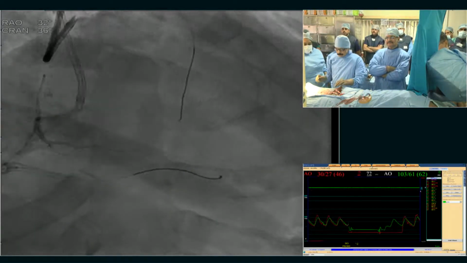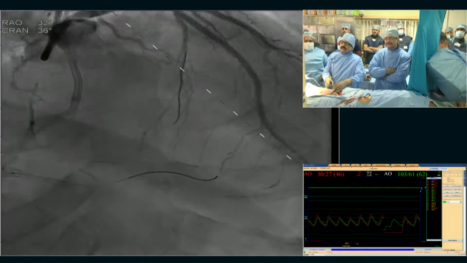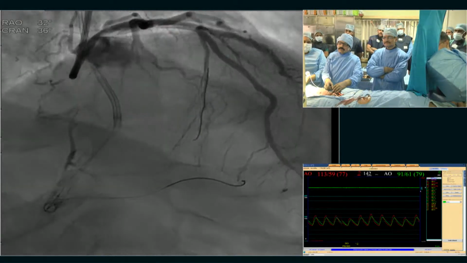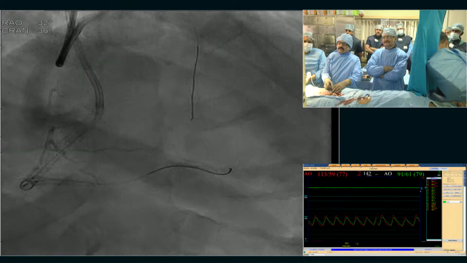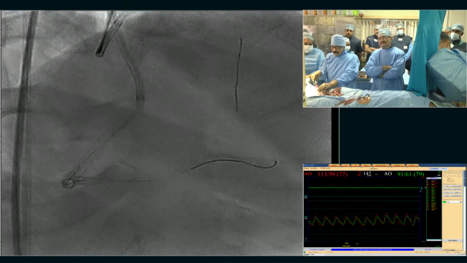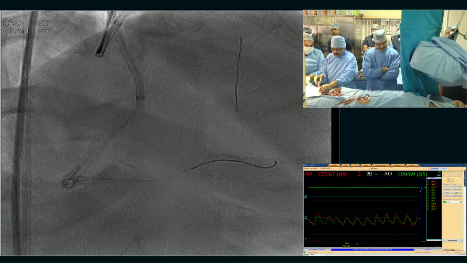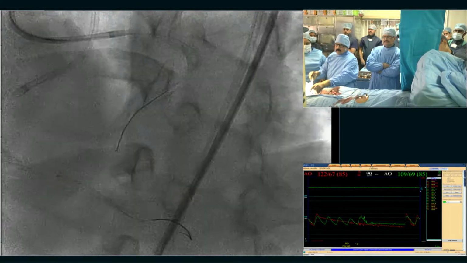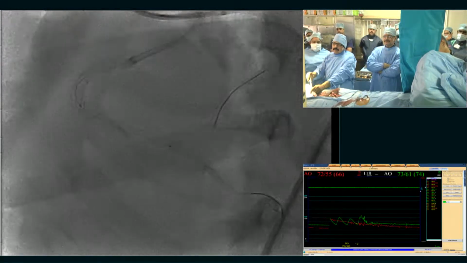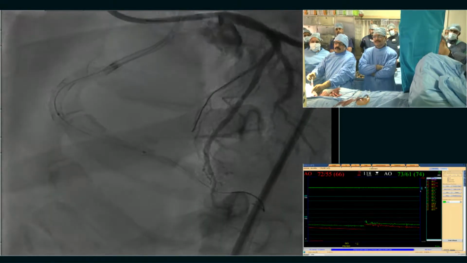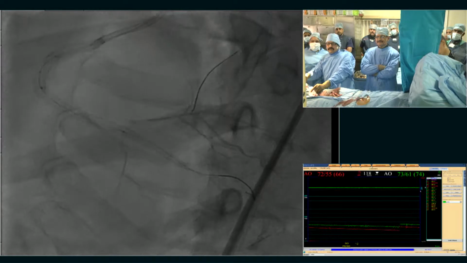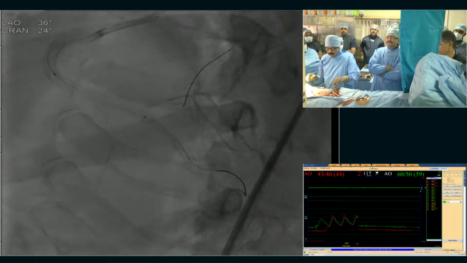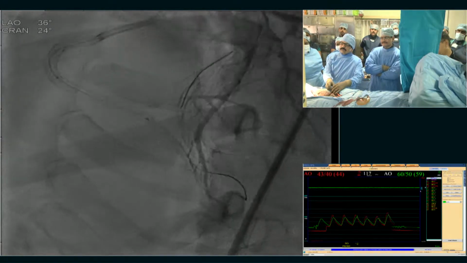So you can see that you have the RV branch. Maybe you have to go to left cranial. Once the retrograde injection is given, you can see the PLV is filling. It's not through the ISR. We can open the PLV, not an issue with the stent.